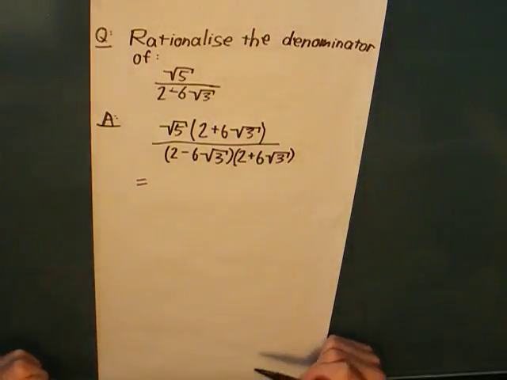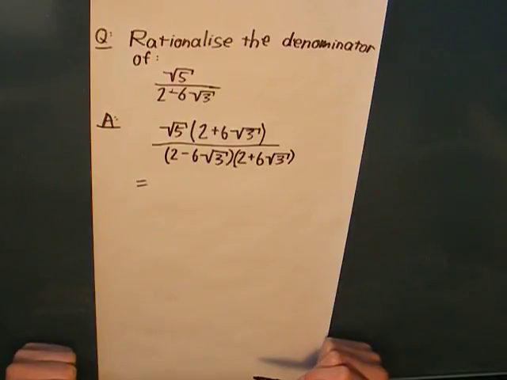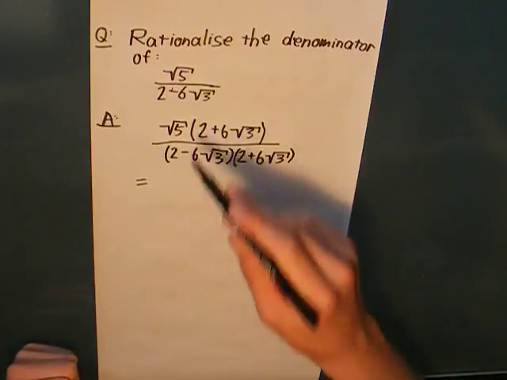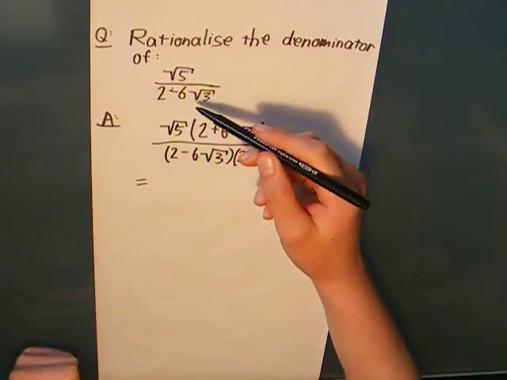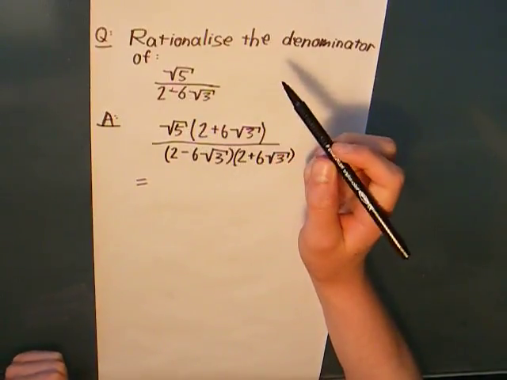So in this video I'm going to be teaching you how to rationalise the denominator in a surd fraction. If you look here, you can see I've got a fraction, there's surds in the numerator and denominator. I'm going to try and take the surds out of the denominator. That's what's called rationalising the denominator.